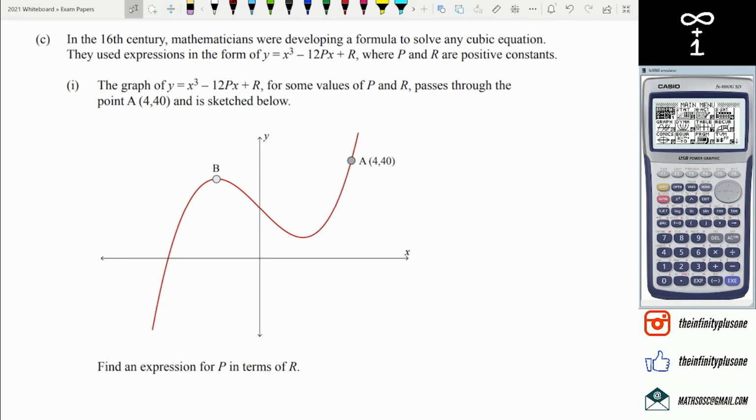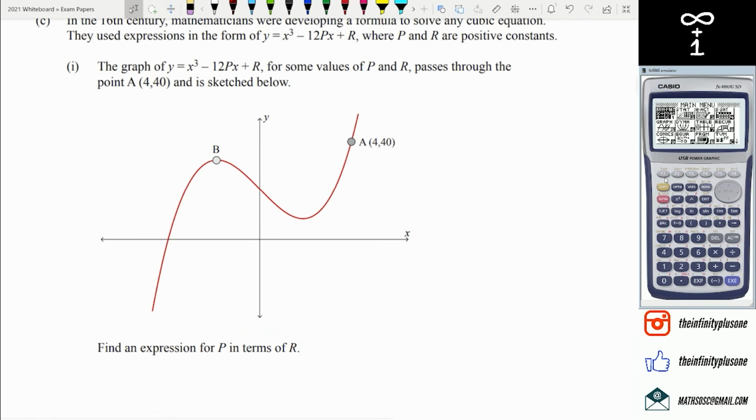Okay, so question C1. Lots and lots of writing here. What have we got? So mathematicians, cubic equation, passes through 4,40. Find an expression for P in terms of R. Okay, so what we do know is that we've actually got the equation here. I'm going to need this space. Okay, so I'm going to write this equation down, which is x cubed minus 12px plus r.